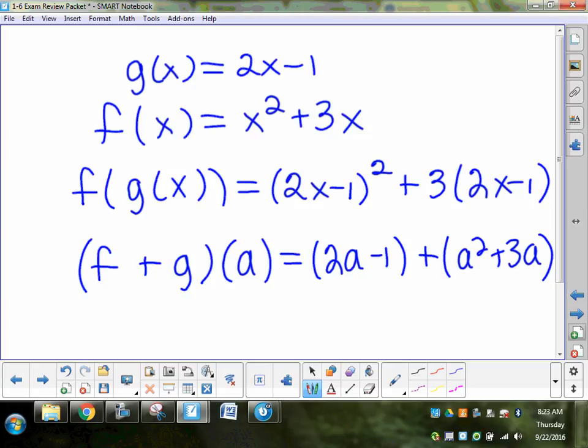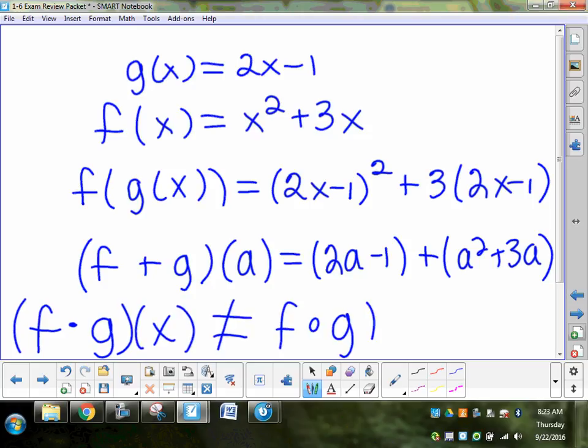Look at those operators. These are not the same thing. What is this telling you to do between the functions? This is telling you to insert one into the other.